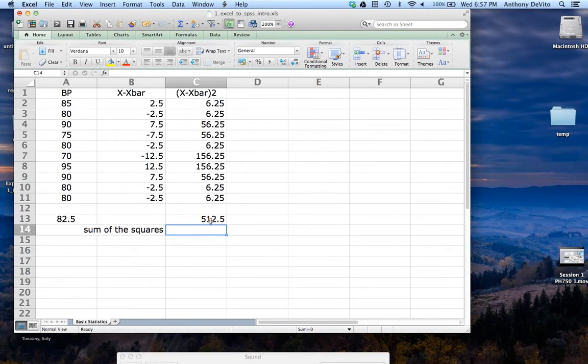Okay, so I'm going to take that 512, right? I'm going to go into this box over here, equals 512 divided by 9. Okay, and that's kind of our average sum of squares, mean sum of squares.